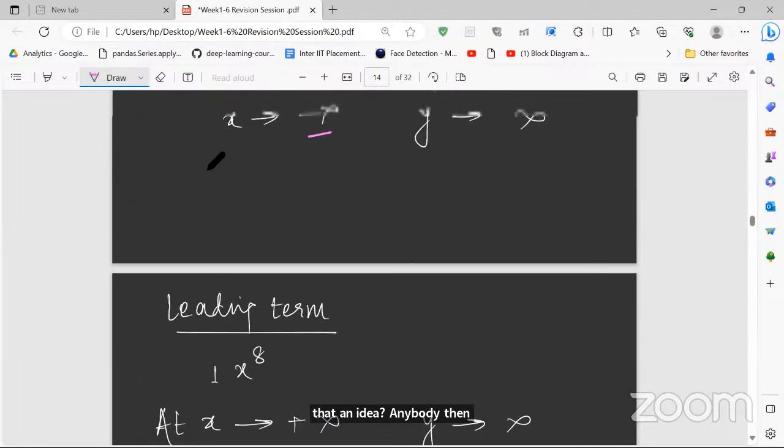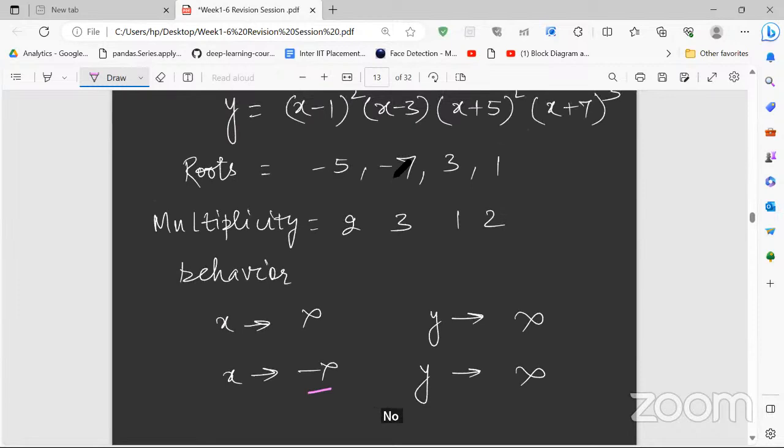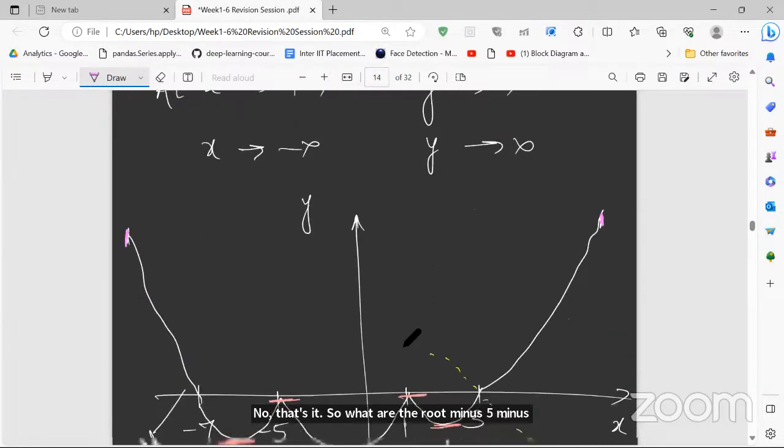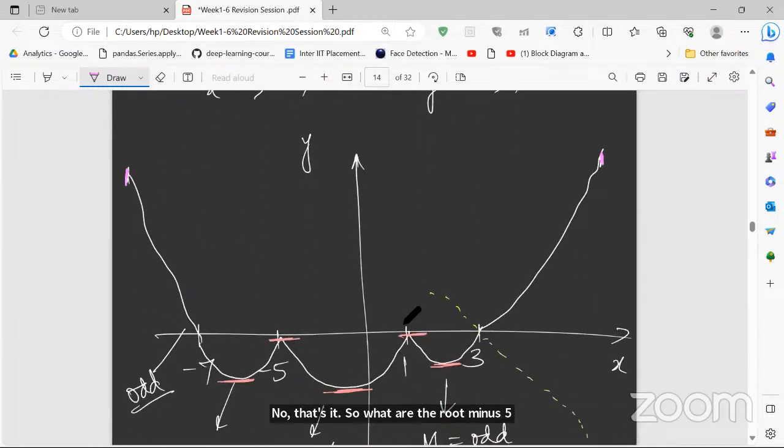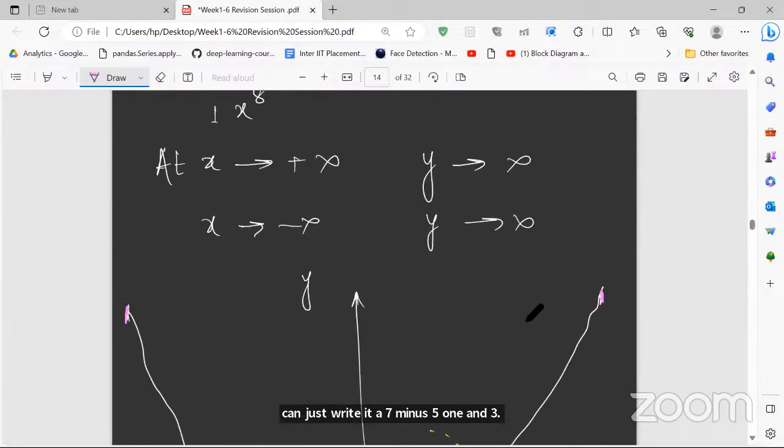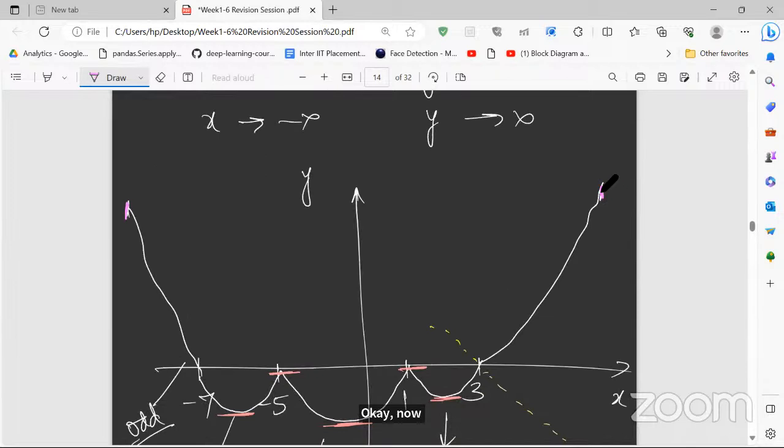Now, just check the roots: -5, -7, 3, and 1. You can write them here: -7, -5, 1, and 3. Now check. The function will start from here, and it will go down because you have a root. At this point, the function value is 0.